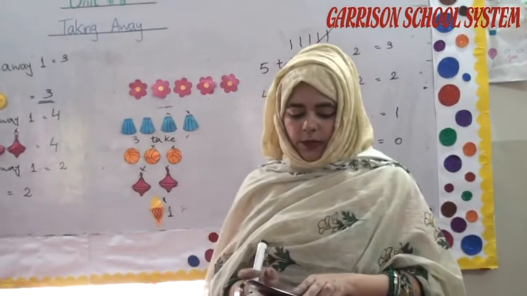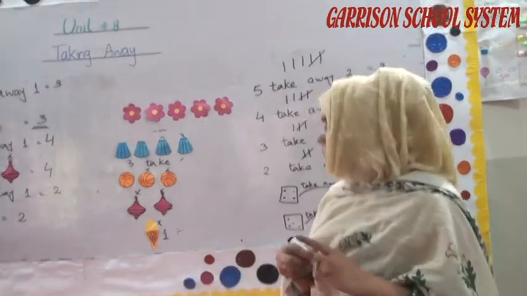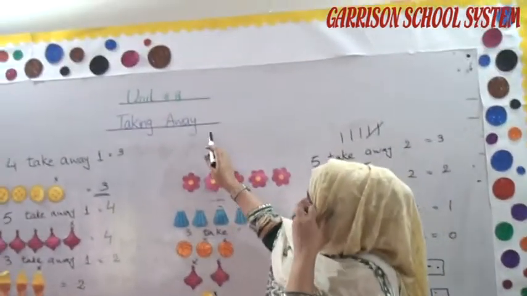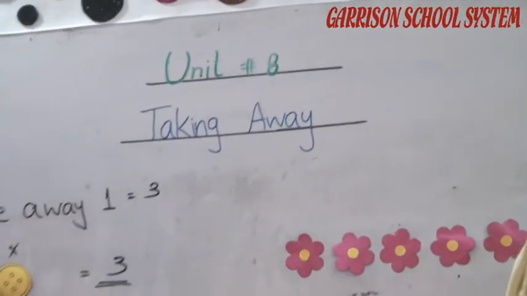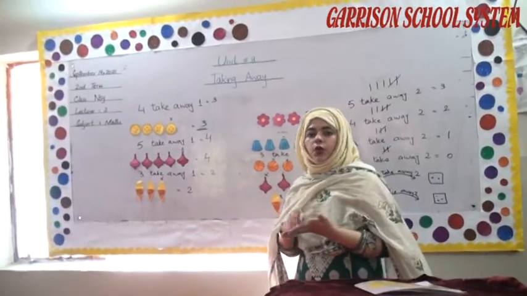So this is all about your chapter 8. It was about taking away. Taking away means that the amount you have or things you have, उसमें से आपने क्या करना है? कुछ चीज़ों को निकालना है.